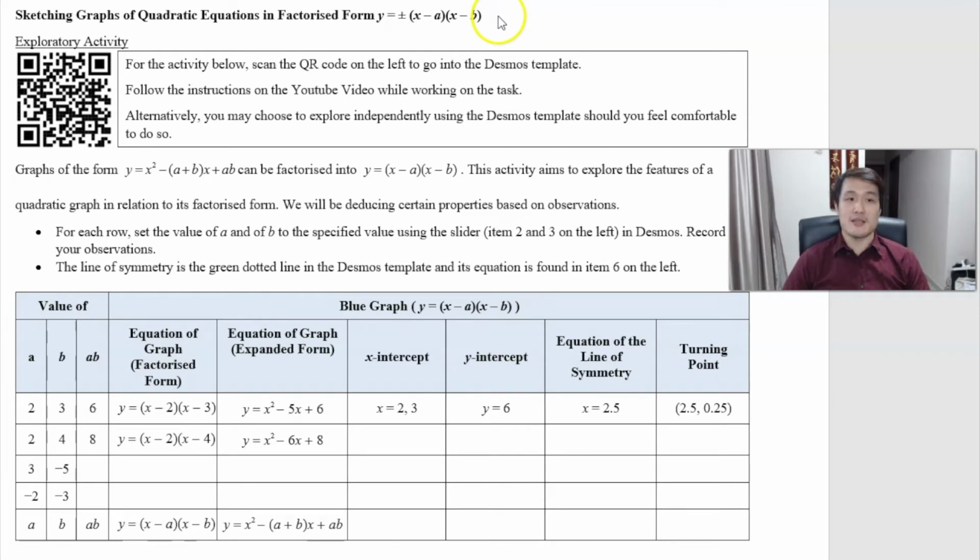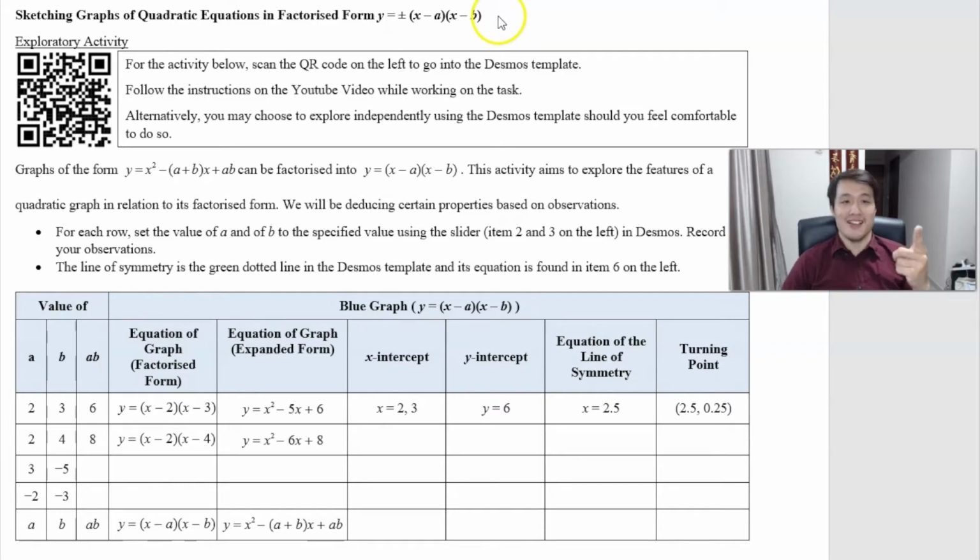Do join me for the exploration of the concepts if you're learning it for the first time, but if you're just revising this topic, then you may want to go to the timestamp in the description below to look for the parts of the video where I describe the derivation of certain features of the graph. So these might be more relevant for you.